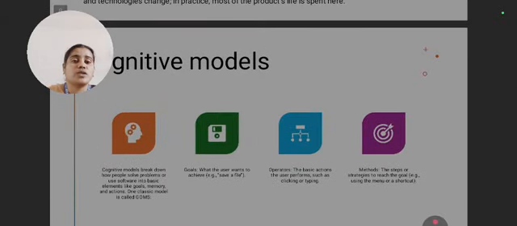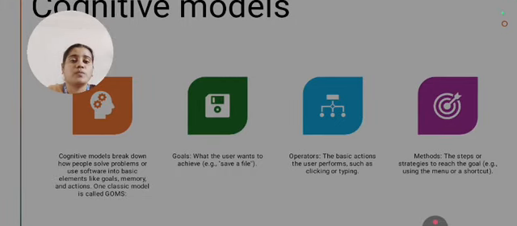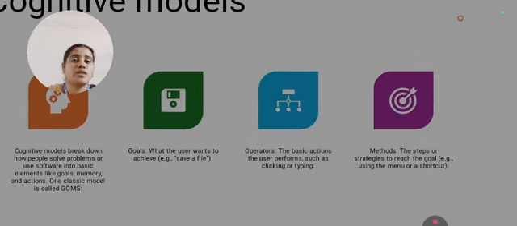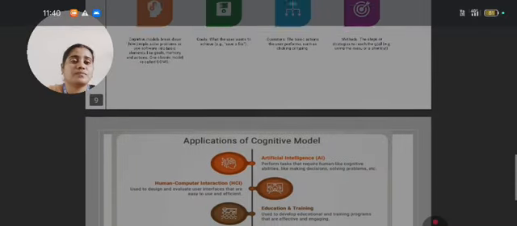Next one is the cognitive models. Cognitive models break down how people solve problems or use software into basic elements like goals, memory and actions. Next one is the goals of cognitive models. The main goal is what the user wants to achieve, for example saving a file. Next one is operators of cognitive models. The operator is the basic action the user performs, such as clicking or typing. Next one is method. The steps or strategies to reach the goal, for example using the menu or a shortcut.